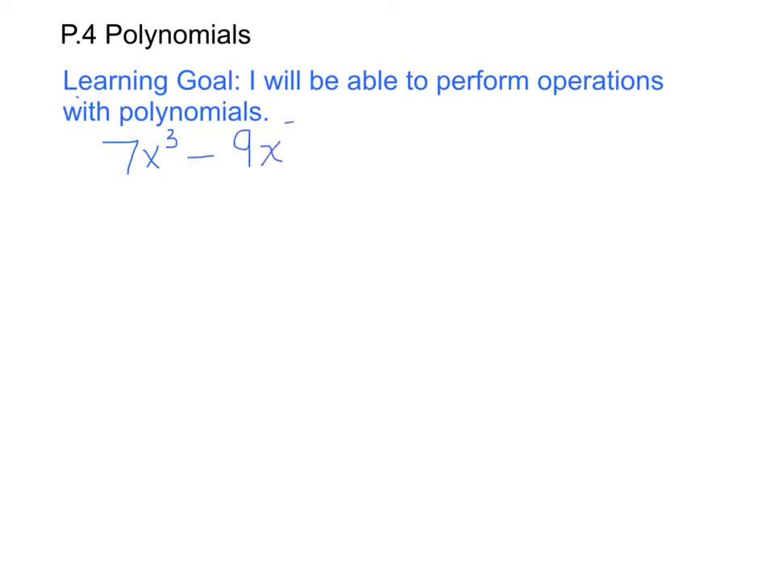It looks something similar to this. Polynomials are algebraic expressions. It could be a single term, it could be a sum of two or more terms that have variables with whole number exponents. So the exponents all have to be whole numbers. And anytime they ask you for the degree, it is always the highest exponent, which in this case would be 3. So you always want to make sure that they are in descending order.